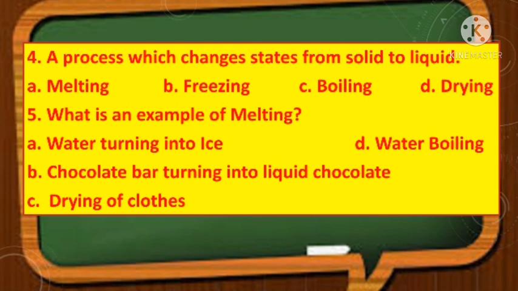Number 5. What is an example of melting? Letter A, water turning into ice. Letter B, chocolate bar turning into liquid chocolate. Letter C, drying of clothes. And letter D, water boiling.